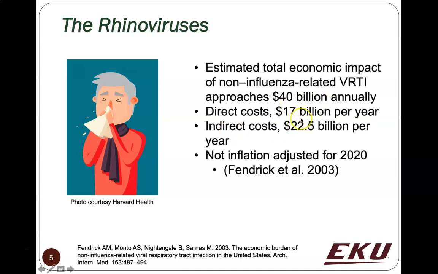The direct costs are about $17 billion per year. Indirect costs like lost time, lost productivity at work cost about $22.5 billion. The indirect costs are more than the actual medical cost. And that's for a typical year. And this does not include the flus. So when you include the annual influenza, this is probably substantially higher. And these numbers are not adjusted for the 2020 healthcare cost or inflation, because this was published in the Archives of Internal Medicine back in 2003.